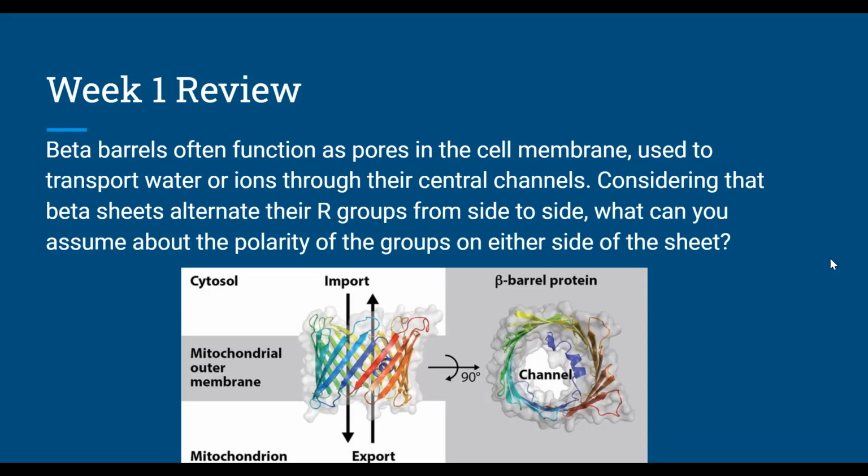Yeah. So just to summarize that for anybody on Zoom that didn't hear, on the inside of your beta barrel, and hopefully you can see my mouse here, I'm not sure. On the inside, because you have polar water and ions going through, those are going to be charged or polar amino acids. And then on the outside, where it's embedded in the phospholipid bilayer, those are going to be nonpolar because they're interacting with your nonpolar lipid tails. And so essentially on either side of your beta sheets, you're going to have polar on one side and nonpolar on the other. Everybody good with that?